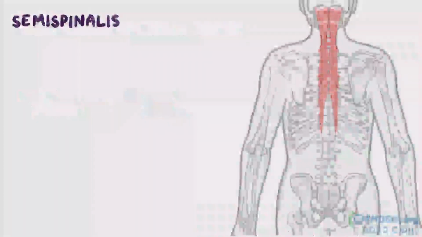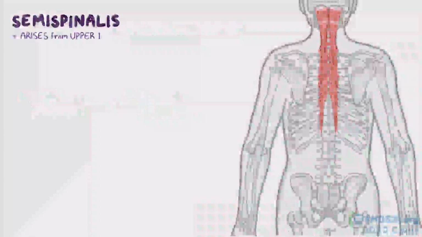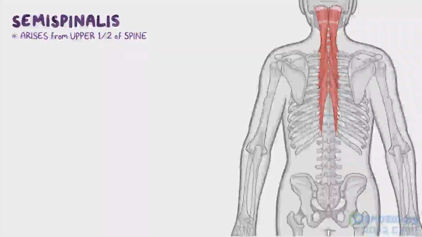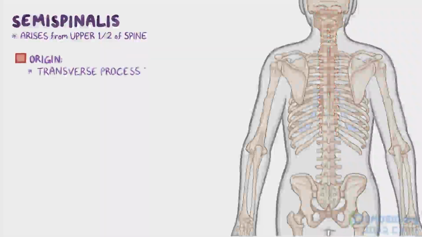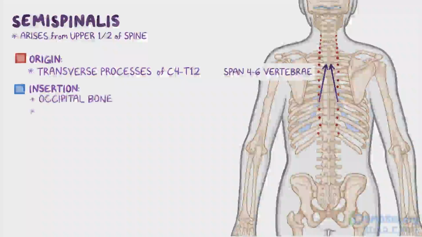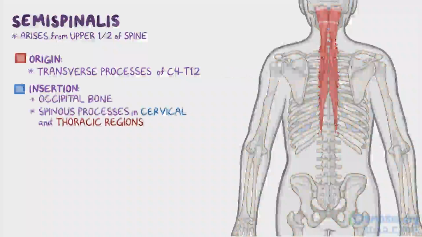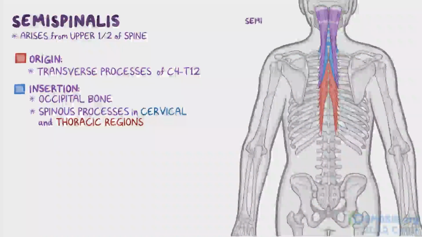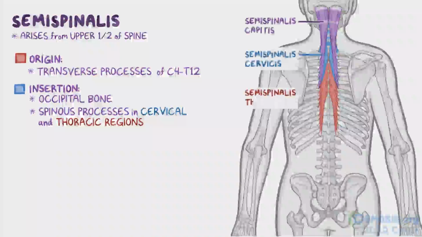The semispinalis, named because it arises from the upper half of the spine, is the most superficial of the transversus spinalis muscles, and originates on the transverse processes of C4 to T12. Its fibers run superior-medially, spanning 4 to 6 vertebral segments to insert on the occipital bone and the spinous processes in the cervical and thoracic regions, with each of the 3 parts of the semispinalis named for its superior attachment: semispinalis capitis, semispinalis cervicis, and semispinalis thoracis.